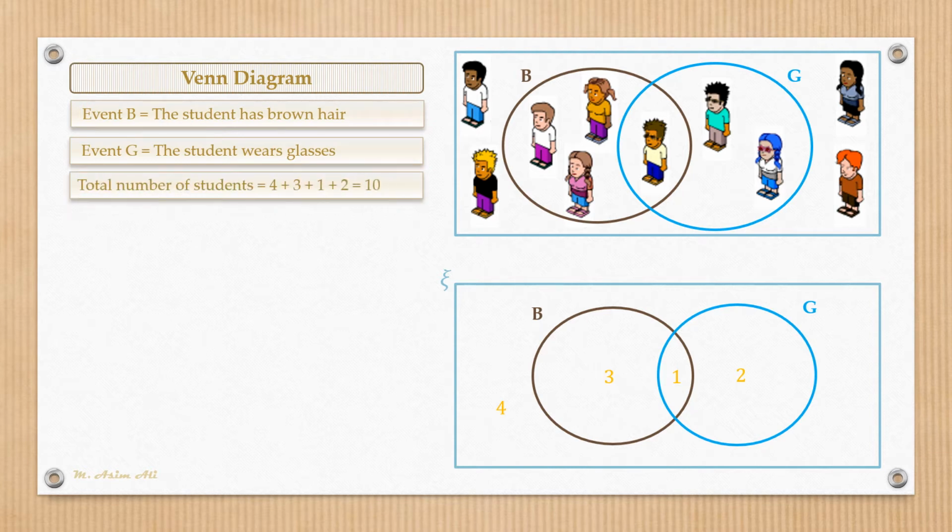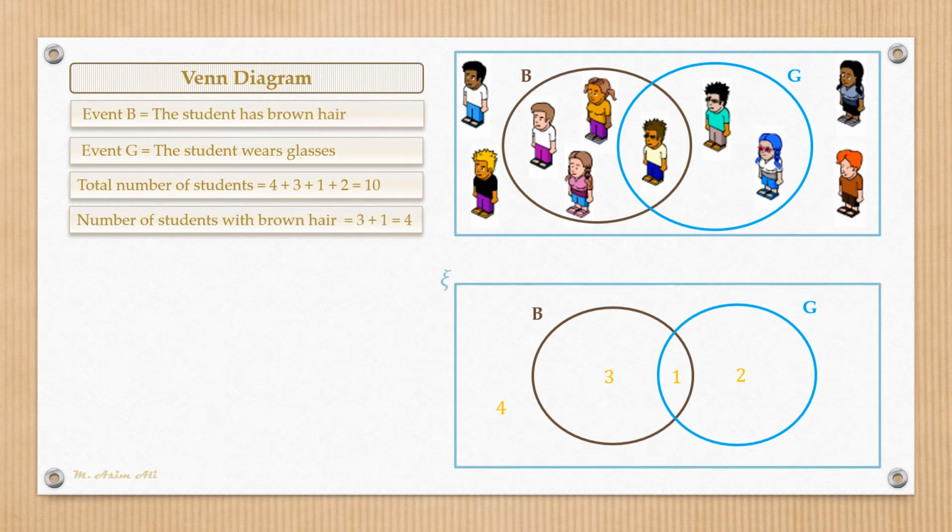So the total number of students, or total number of elements or items, we can calculate by adding all of the numbers in various regions. So 4 plus 3 plus 1 plus 2 will give us the total number of elements in the universal set, which is 10 here.